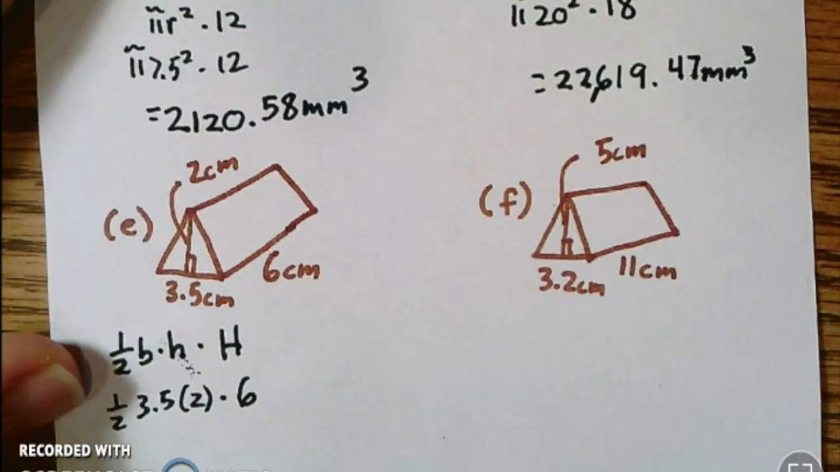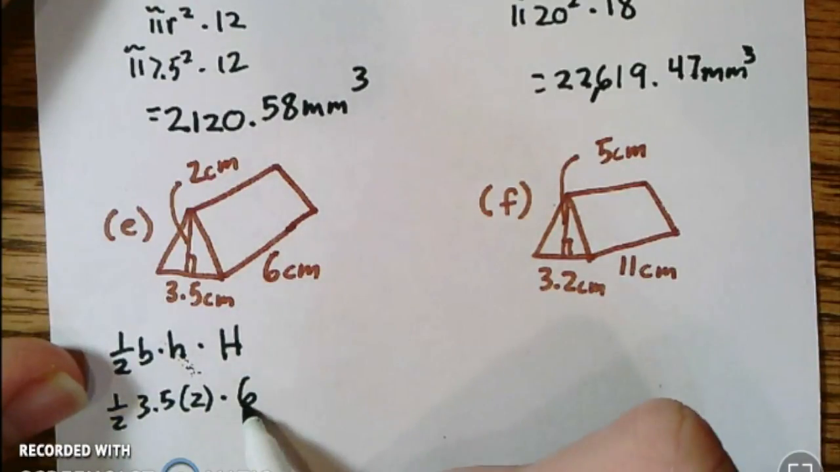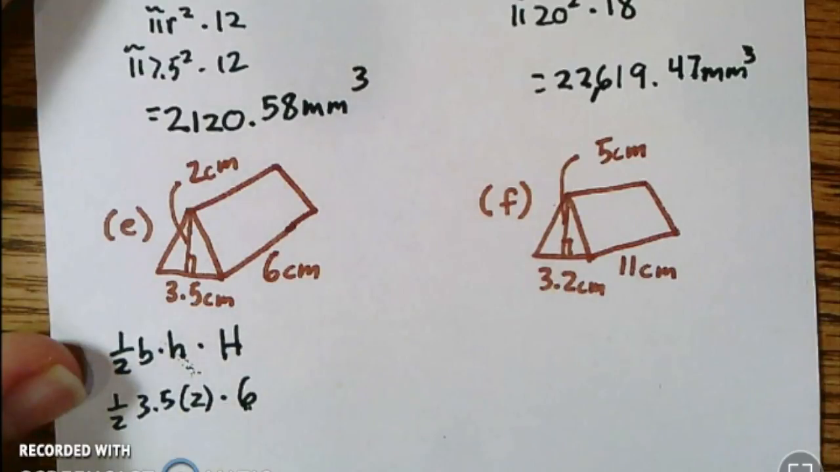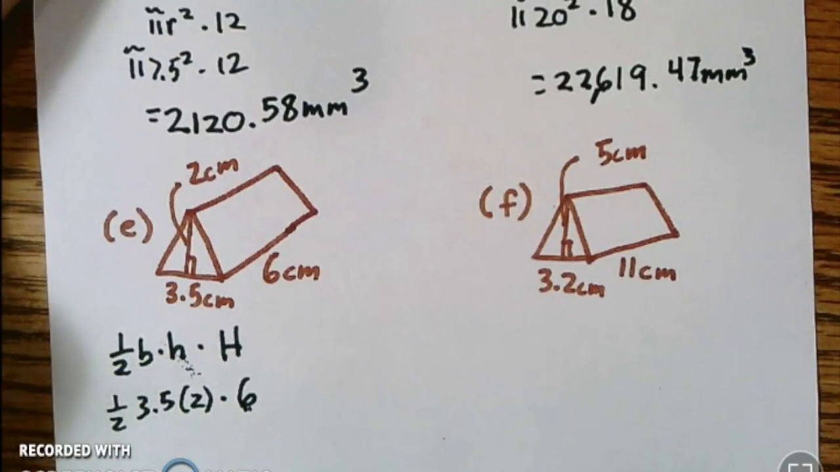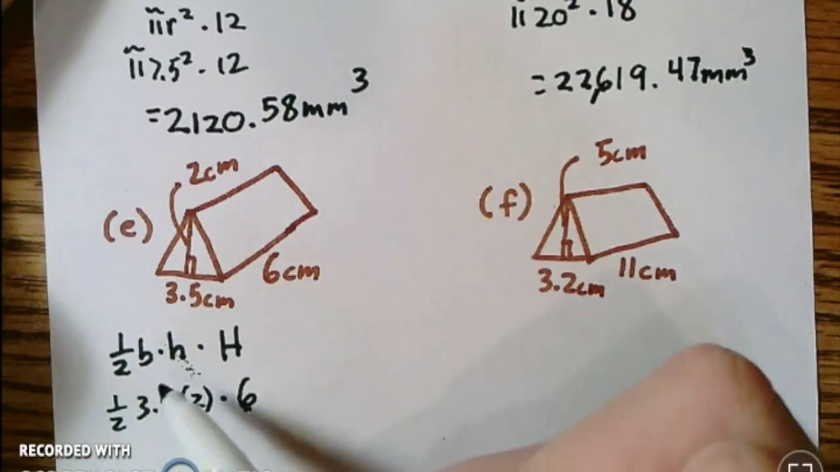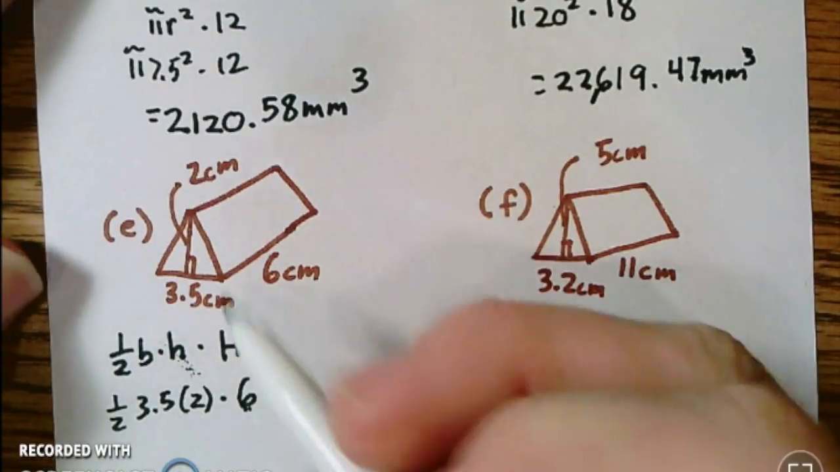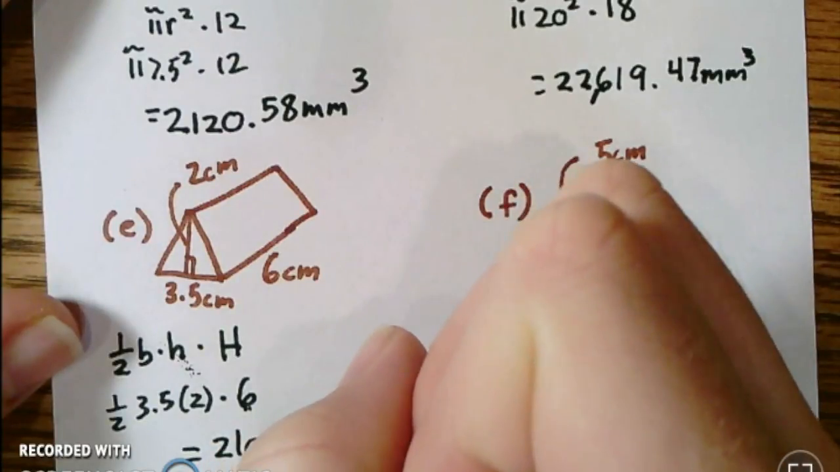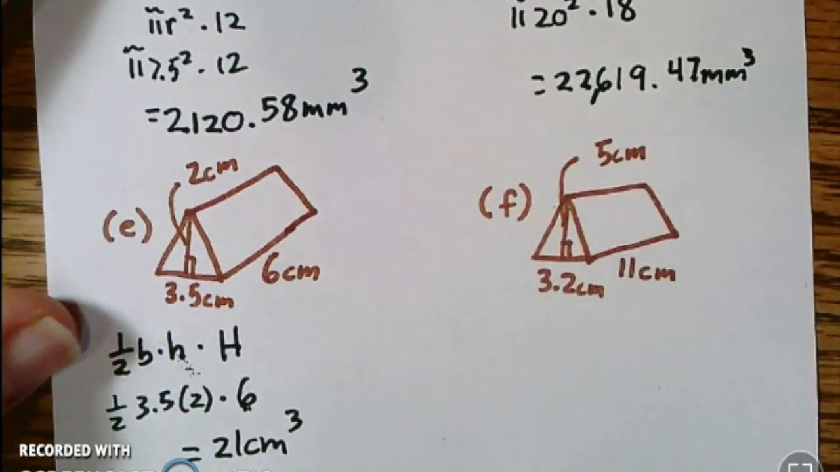Okay, and I can do those in any order because of the commutative property of multiplication. I can divide 6 in half, which would be 3. 3 times 2 would be 6. 6 times 3.5. So I can do 1/2 times 2 is 1. 1 times 3.5 is 3.5. 3.5 times 6 is 21. So my answer is 21 centimeters cubed.